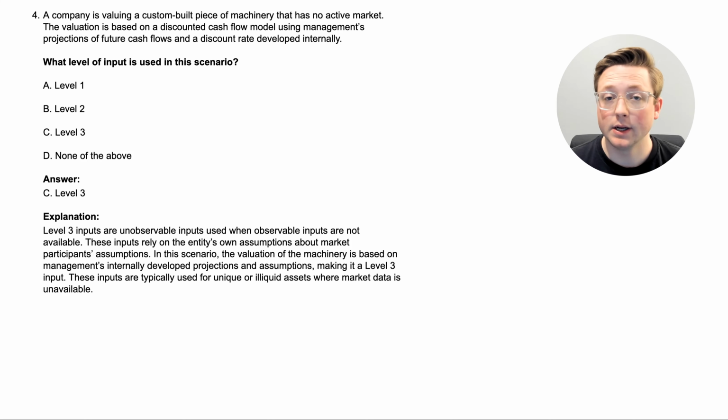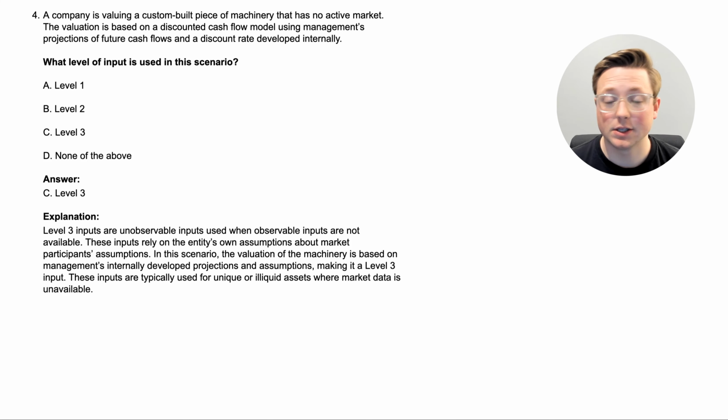So again, level 3 compared to level 2, this is unobservable inputs, and it has to do with assumptions. They're kind of making estimates. They're using their own internal information rather than observable market data. So that's a level 3 input compared to level 2, where you have observable market data and you might have similar assets or things like that. And then of course there's level 1 where you have identical assets in an active market. So those are all the differences between the 3 different levels.